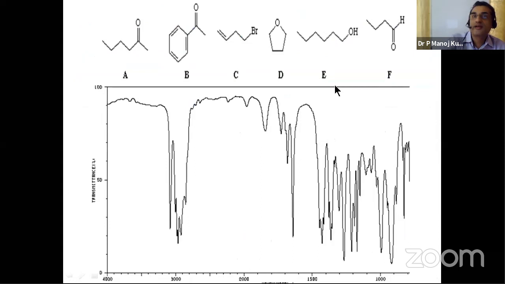Can I go to the next one? Yes. For this you need to tell only the compound name: A, B, C, D, E or F. That's all. They need to mention only the compound name A, B, C, D, E or F. That's all. And if somebody can tell the reason, it will be highly appreciated.